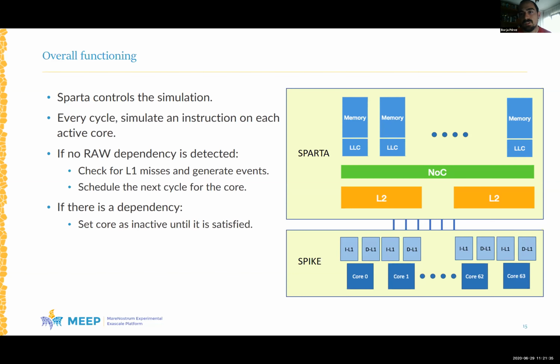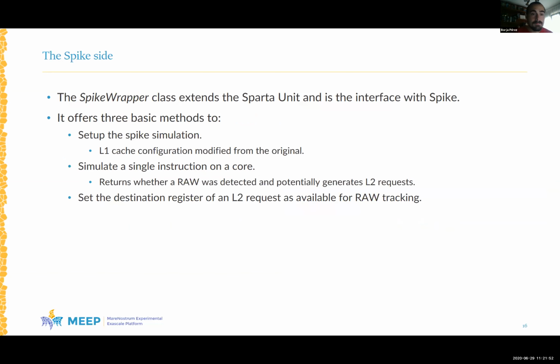Straightforward, easy. But as I said, this requires some work, both on the Spike and the Sparta side. I will start with the Spike side. Basically, what we did was wrap Spike into a class, and this class extends the unit in Sparta, which is the basic functioning element in Sparta. Then we created a small and quite neat interface between Spike and Sparta. This interface has just 3 methods.